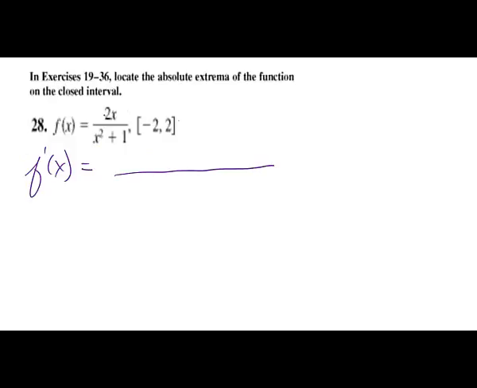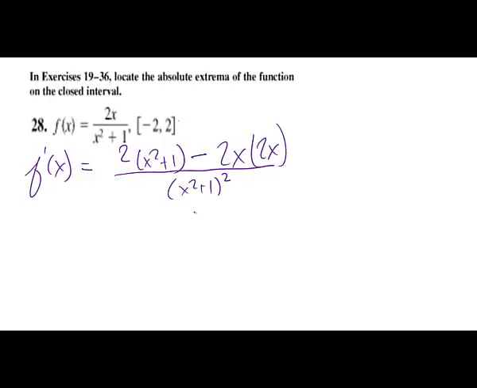Okay, it's there. So I'm going to keep the low d high. So low is the x squared plus 1. What's the derivative of the high? 2. Minus the high, which is 2x. What's the derivative of the low? 2x all over the low squared.